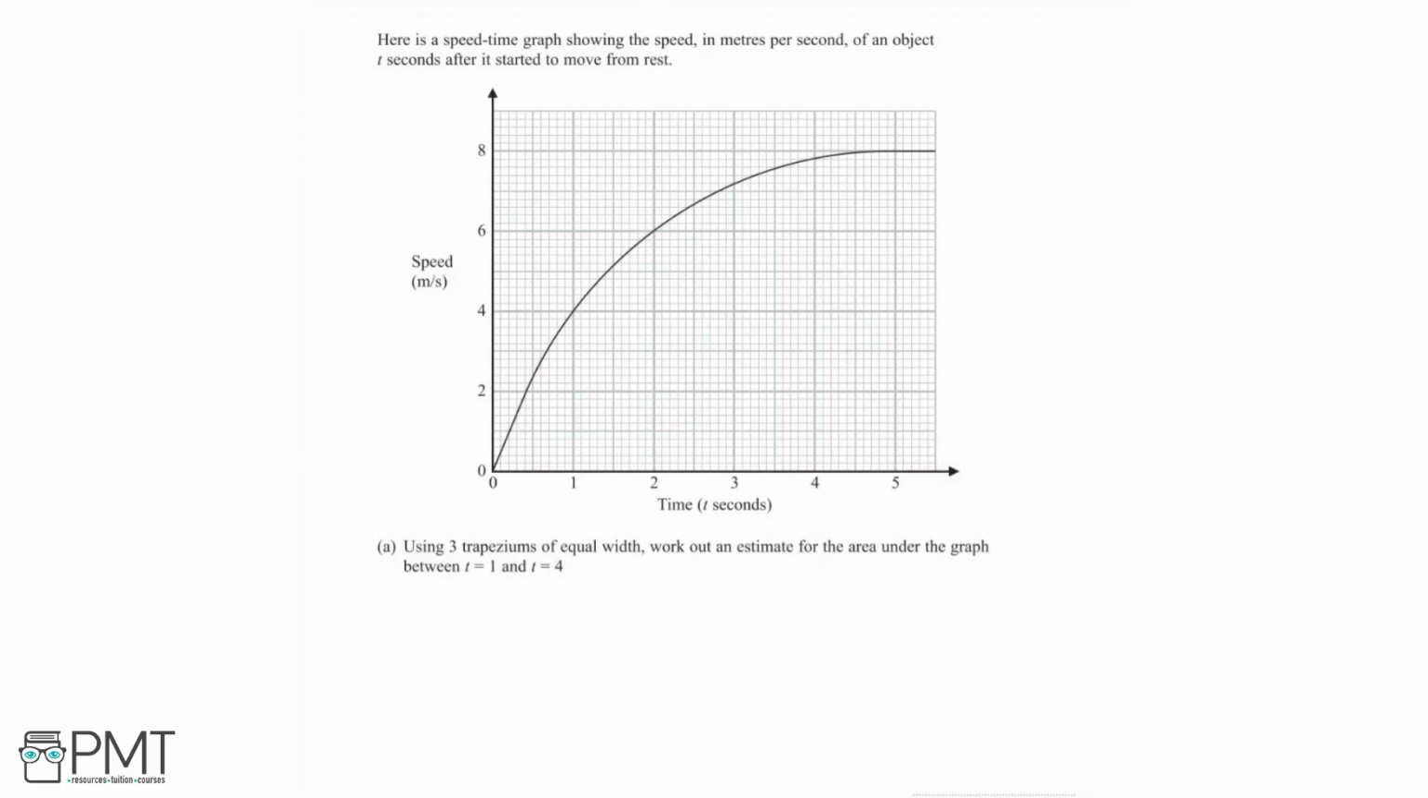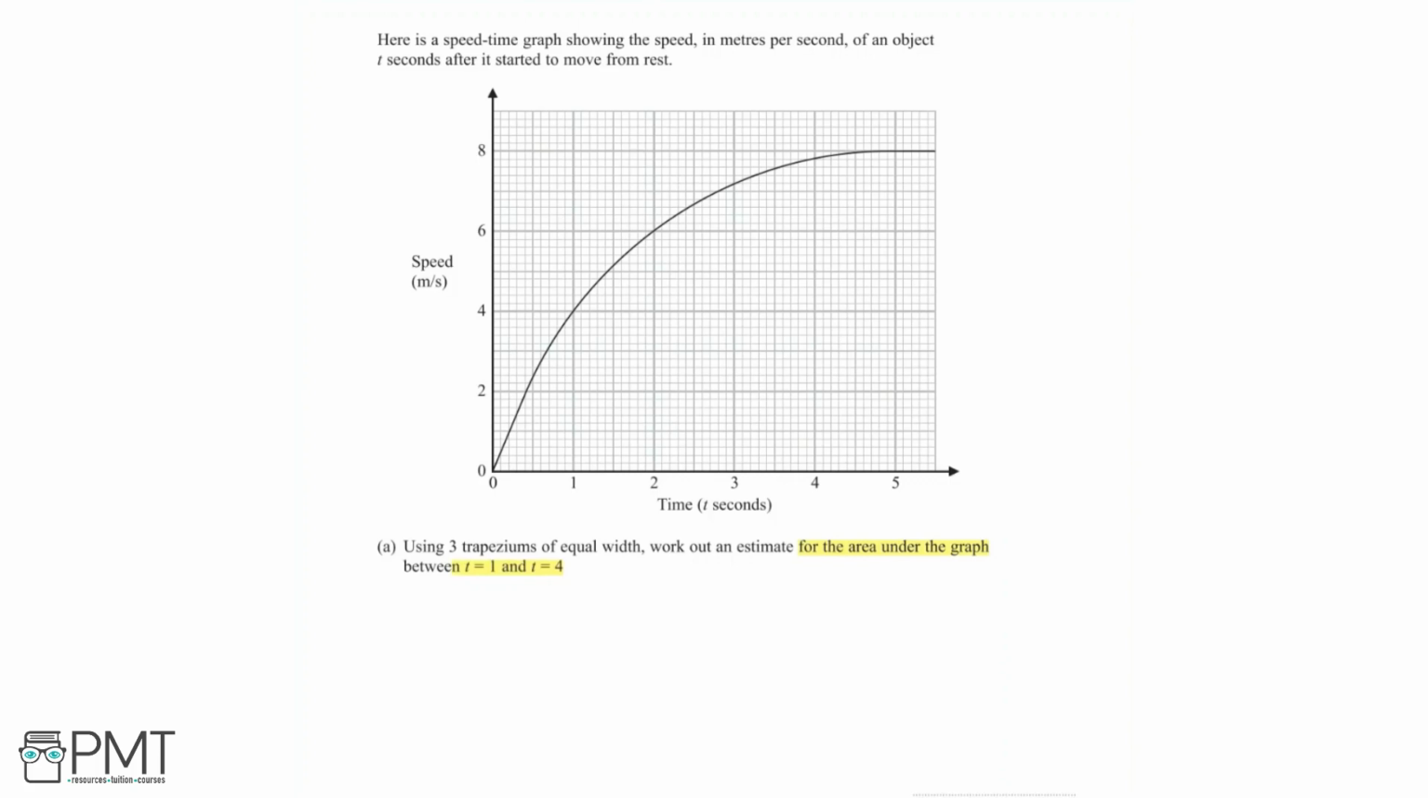In this question, we're given a speed-time graph showing the speed in meters per second of an object t seconds after it started to move from rest. In part A, we need to use 3 trapeziums of equal width in order to work out an estimate for the area under the graph between t equals 1 and t equals 4.